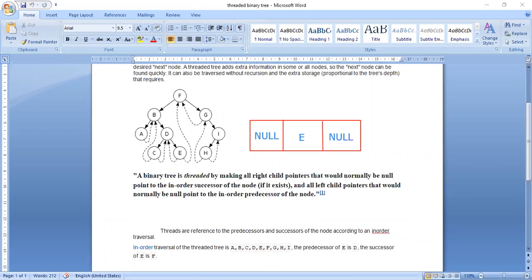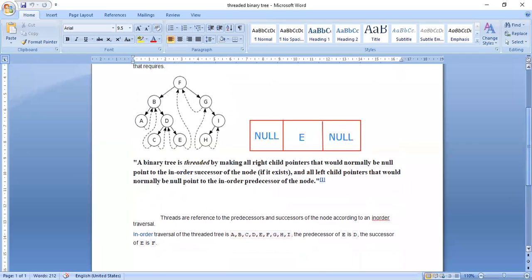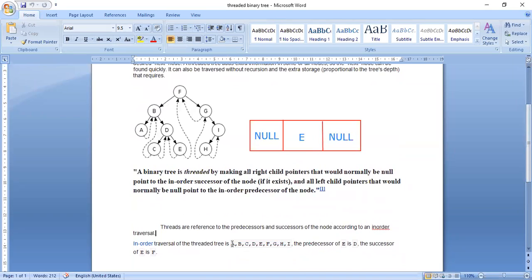So now, coming to our point. What is the order here? The in order is A, B, C, D, E, F, G, H, I. You can see here, the in order is A, B, C, D, E, F, G, H, I.